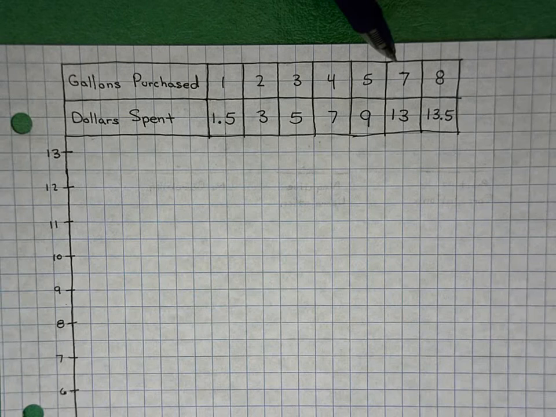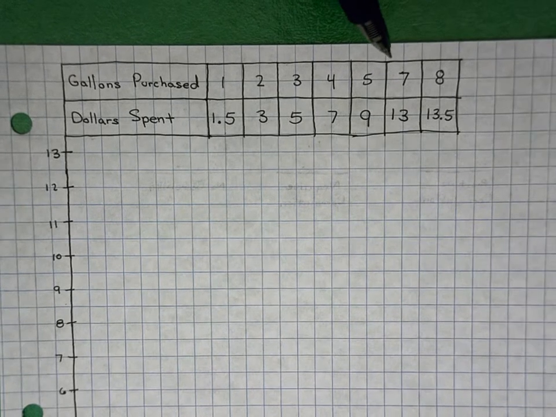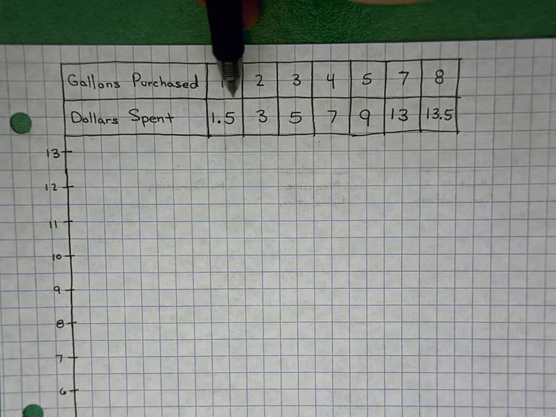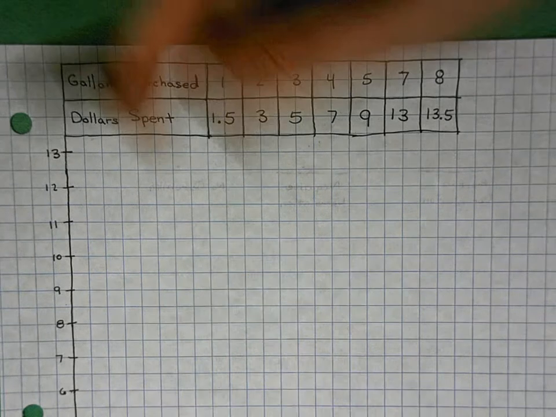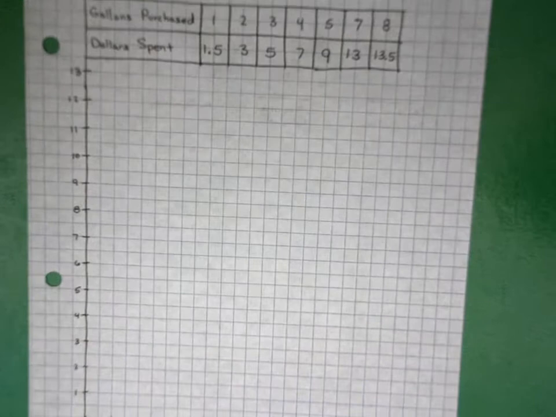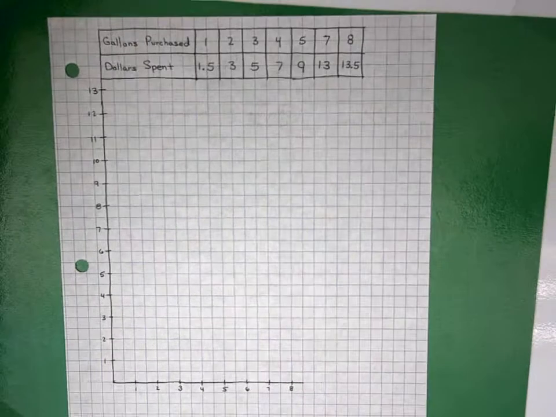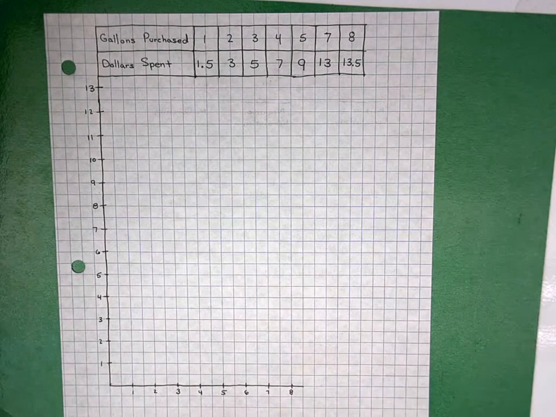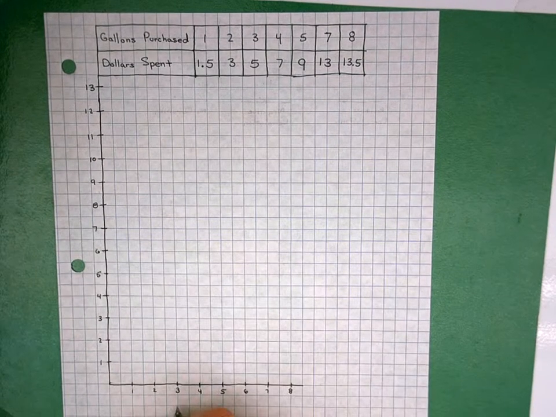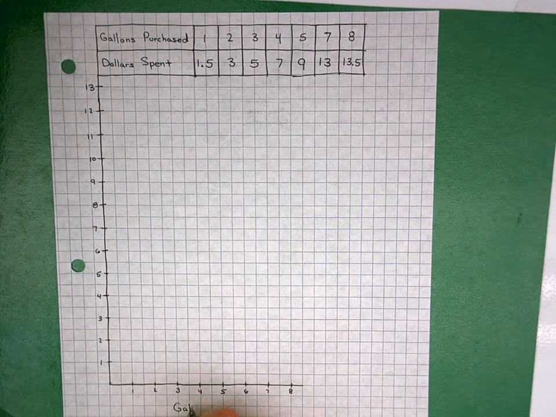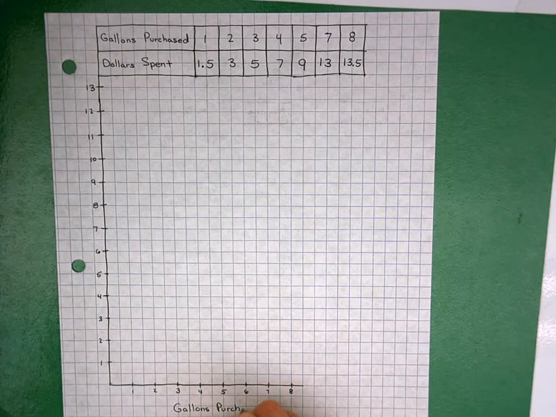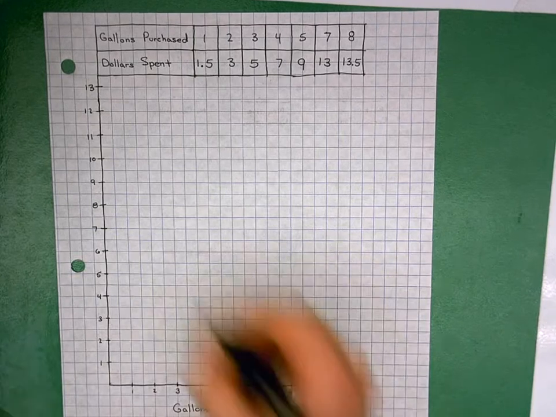And the first topic covered was building a scatter plot. A scatter plot is just taking each of these data points and plotting them on a graph. So I have here a graph pre-prepped, and I have counted or scaled by 0.5. Okay. So my x-axis down here is gallons purchased, and my y-axis is dollars spent.